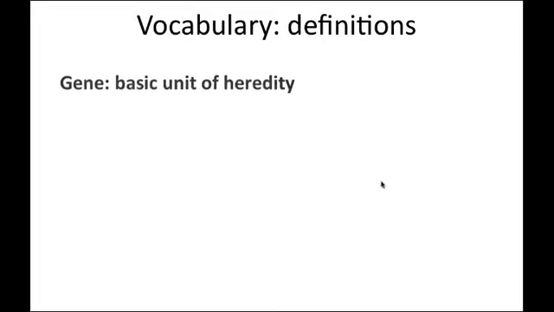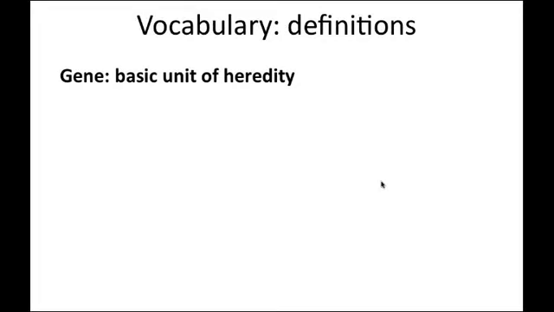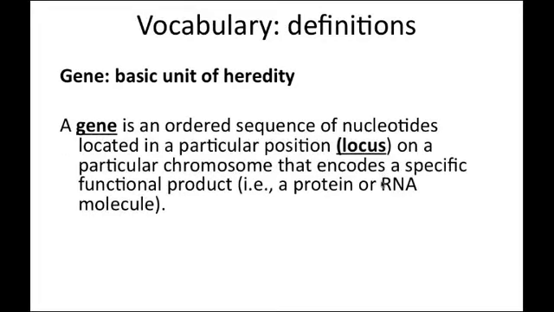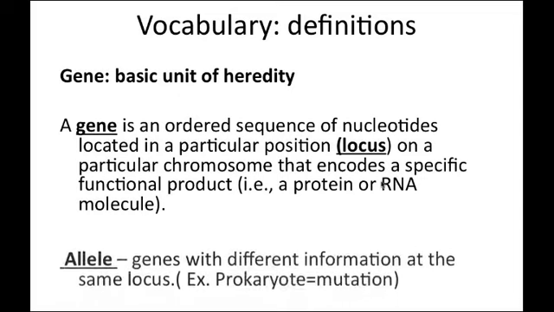So some definitions, right? Some basic ideas of how these things are put together. A gene, we always talk about these things, and this is a basic unit of heredity. It's an ordered sequence of nucleotides located in a particular position on that chromosome, so that location is called a locus, and that's going to encode for a specific functional product. So if we know what the gene is, or we know what the function of that part of the chromosome is, we call it a gene, right? And that position within that chromosome is definitely a locus.